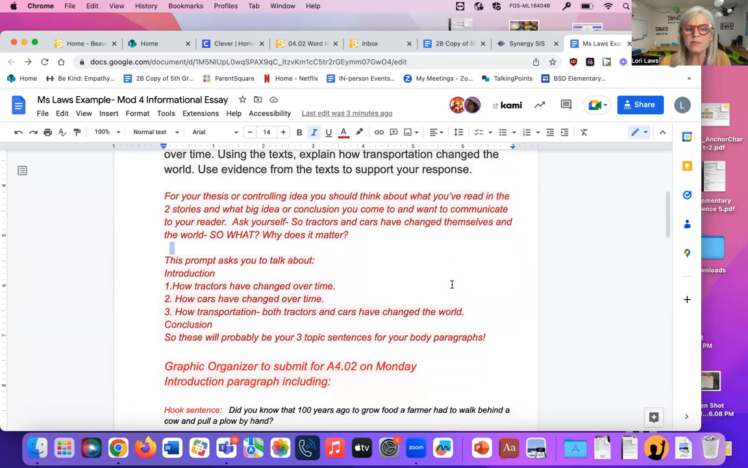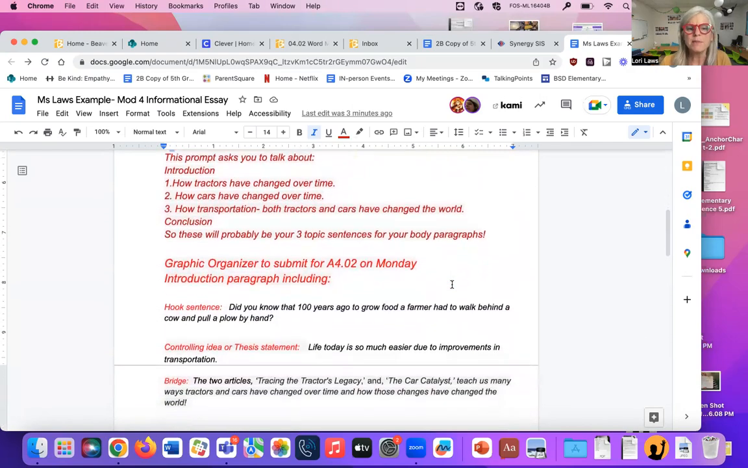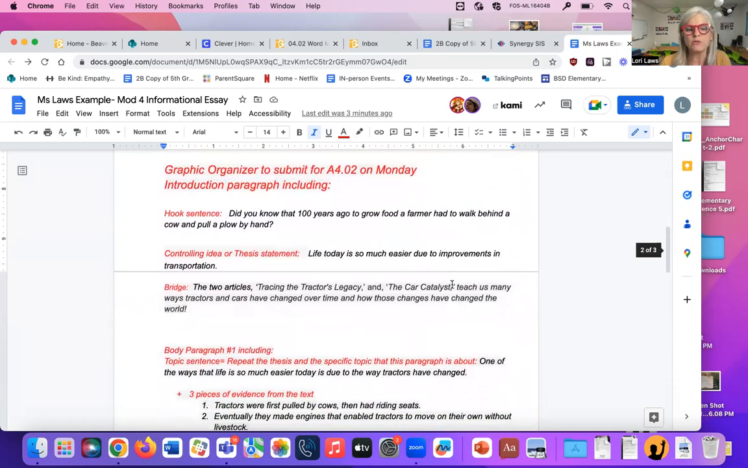And here's why I said it was cool to use this Google Doc, because today I'm being asked to write my introduction. Now I already wrote my hook sentence, so all I have to do is take away the words that say hook sentence. And now I've written it. And then I'm supposed to have my bridge and my controlling idea or thesis. I already wrote my controlling idea.